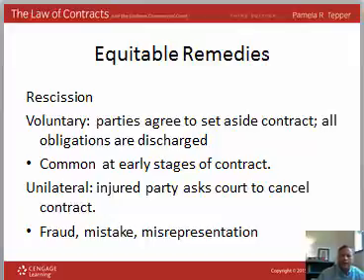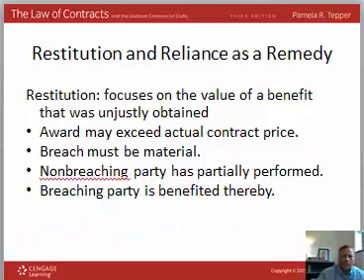Rescission, on the other hand, is when the contract is set aside, and there are 2 types, either voluntary or involuntary. Voluntary is when the parties get together and agree to set aside all of the obligations in the contract, and all the obligations are therefore discharged. Unilateral rescission, on the other hand, is when only one of the parties decides they want out of the contract, and in this case, the non-breaching party can go to the court and ask for a rescission of the contract: put me back in the position I was in before the contract started.